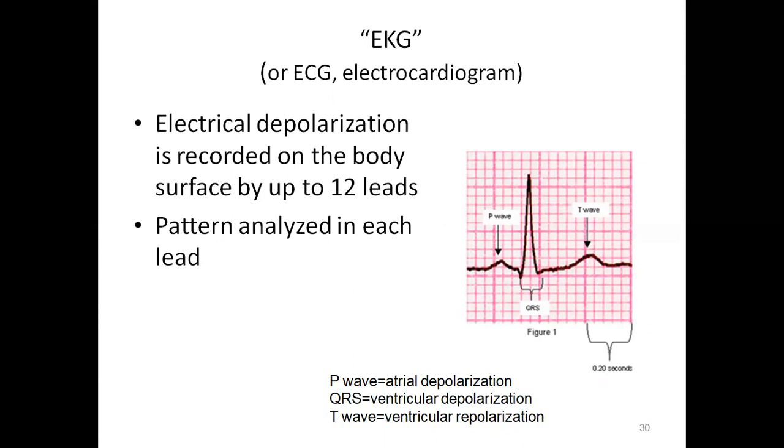phenomena is noted down. So we have the P wave, which gives the information about atrial depolarization. The QRS waves give the ventricular depolarization. The T wave tells us about ventricular repolarization. So here in this graphical representation, you can see the small peak is the P wave. This gap is QRS and this small one is the T wave.